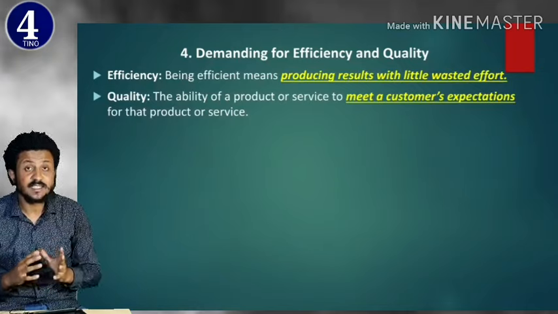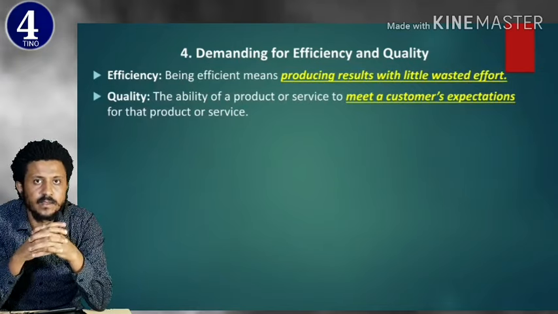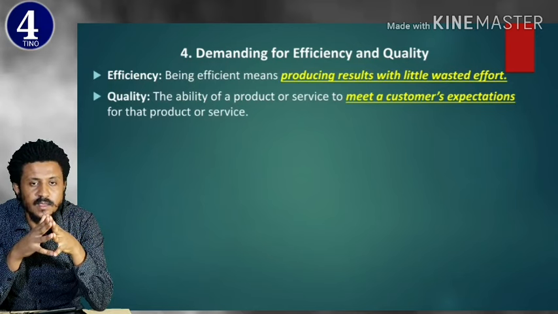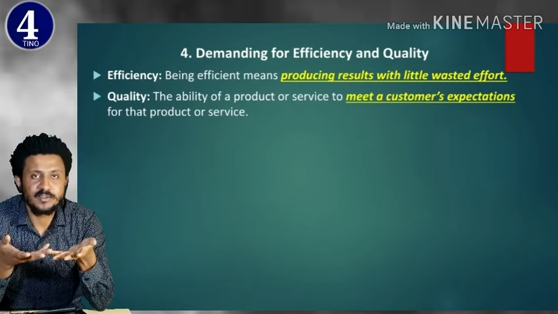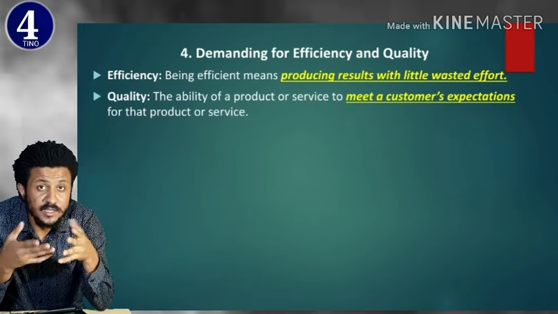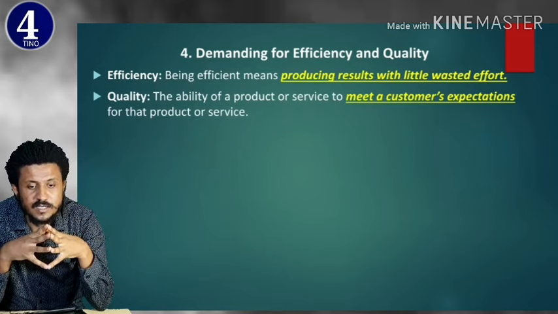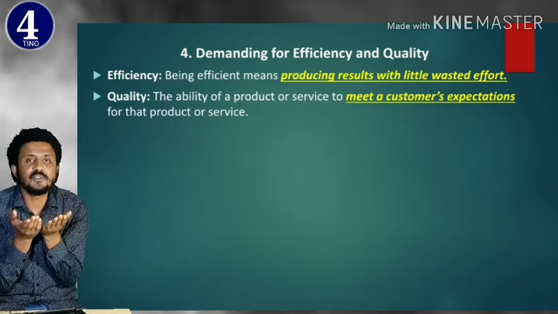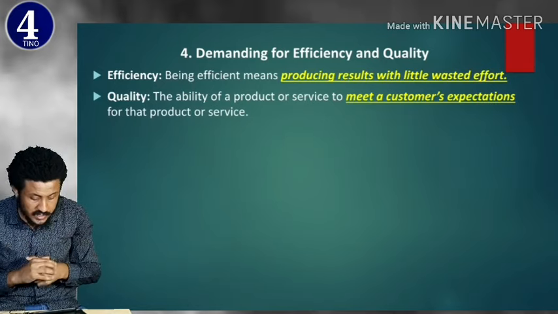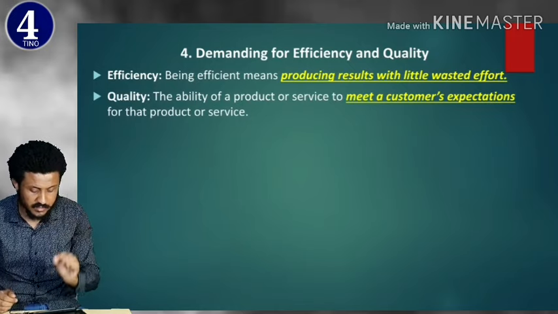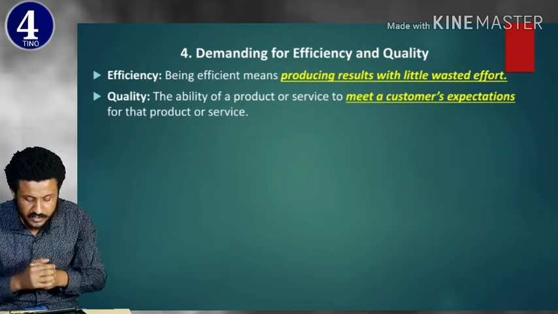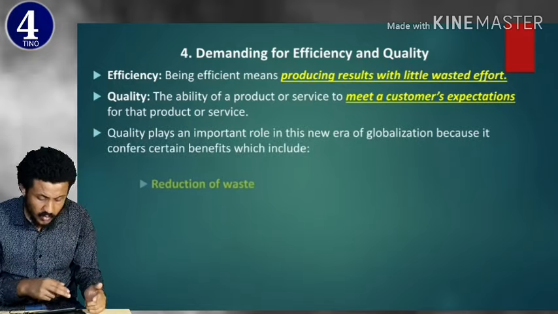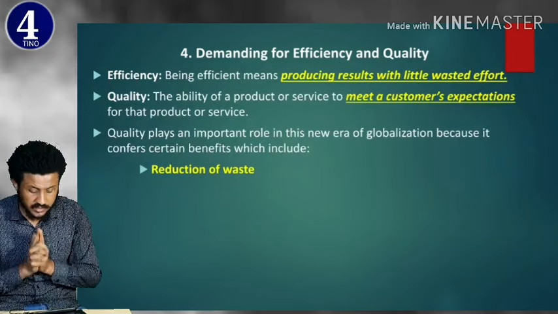When we say quality, it is ለምሳሌ አንድ product quality ነው ካለ it means that product or that service የከስተመሩን expectation meet አድርጓል ማለት ነው. የኔን expectation ከዛ product የምፈልገውን expectation ከዛ service የምፈልገውን level of service አግኝቼበታለሁ ማለት ነው. Okay? So quality means the ability of a product or a service to meet a customer's expectation from that product or service ማለት ነው.